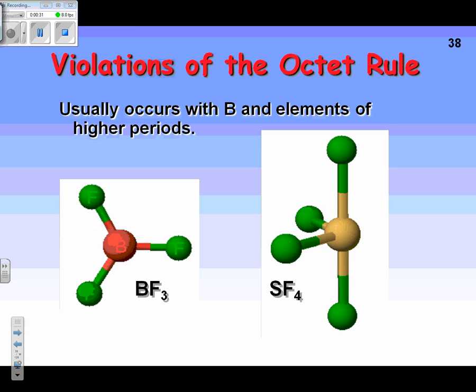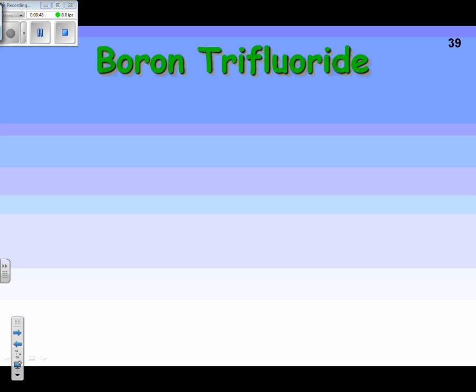This one also violates the octet rule. BF3 is going to violate the octet rule by having access to less than 8, and SF4 is an expanded octet and will have access to more than 8 valence electrons, or at least that central atom. Let's look at boron trifluoride.